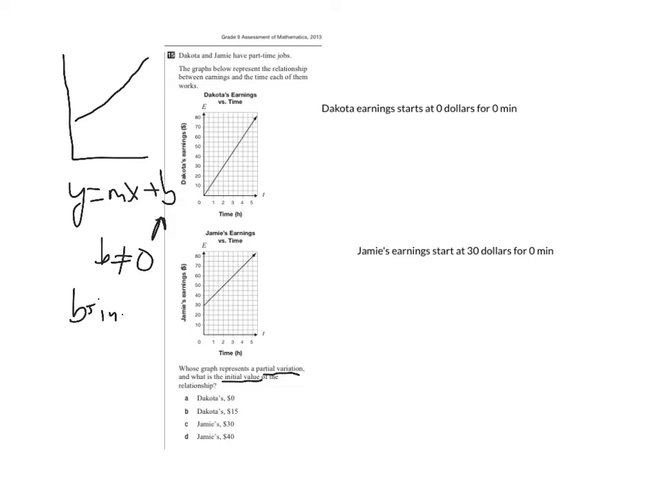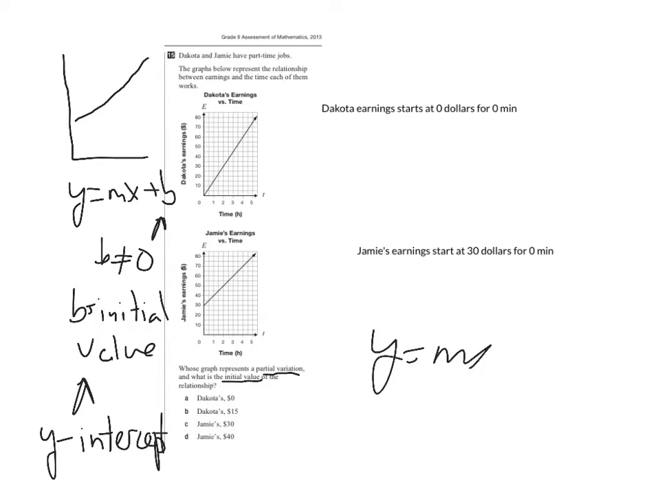It's a little ugly. I'm going to rewrite this a little bit. Okay, which is our y-intercept. Very important to know this equation and what it means. So looking at my 4 answers, I already know that Jamie doesn't start at 0. At 0 minutes, he gets $30. So I know it's not A or B.